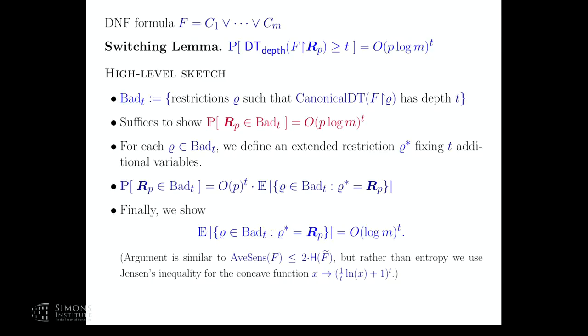Okay, and the argument that we'll show is going to be similar to this argument that the average sensitivity of f is at most twice the entropy of the first witness function. And as I mentioned before, it's not exactly entropy that we're going to be dealing with, but we're going to be using Jensen's inequality with respect to this concave function. x maps to 1 over t log, natural log of x to the t.